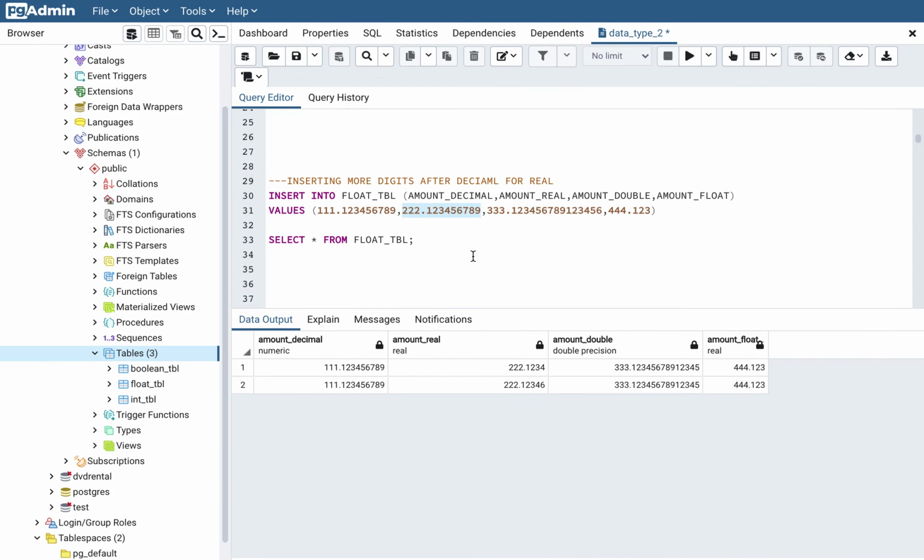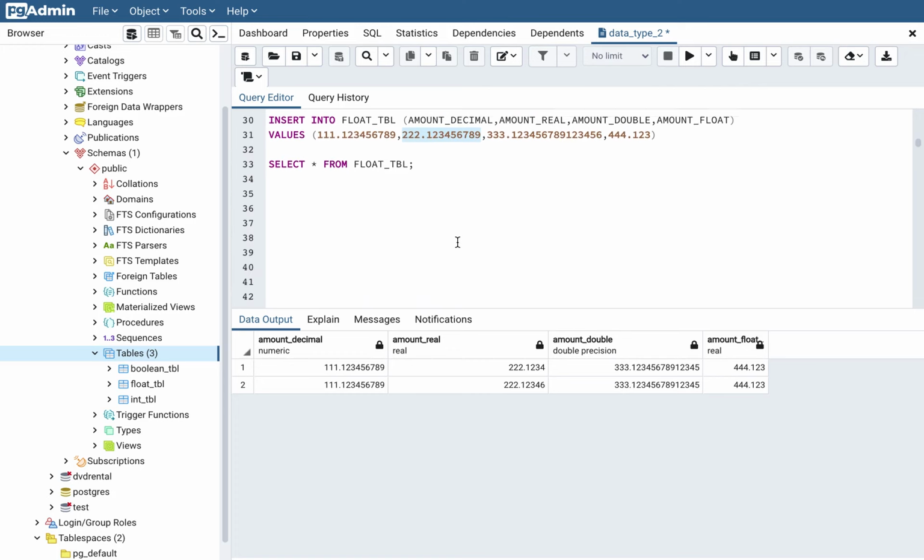Right? So you must be very careful that whenever you are trying to insert more number of digits after the decimal for the real, that means beyond 6 digits, then SQL will automatically round it off, right? Let's go to the next scenario.